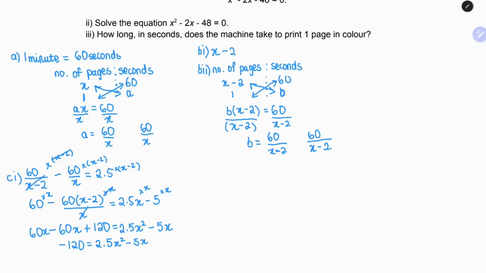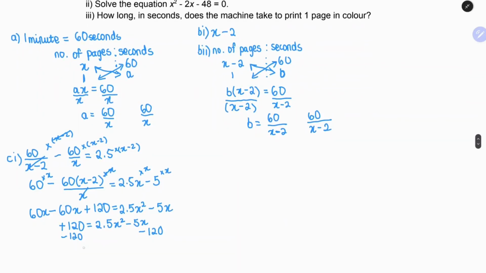So in this case, like I just said, minus 60 times negative 2 would have given me positive 120. So yeah, that's the mistake that I had made. All I need to do is take 120 to the other side, minus 120, which would be 0 is equals to 2.5x squared minus 5x minus 120. So we want to remain with x squared alone. So we're basically just going to divide by 2.5 everywhere.